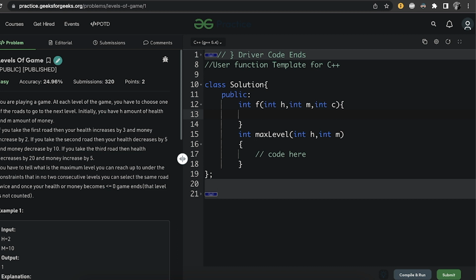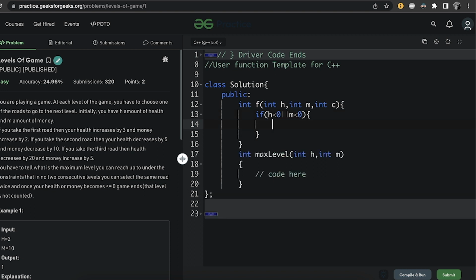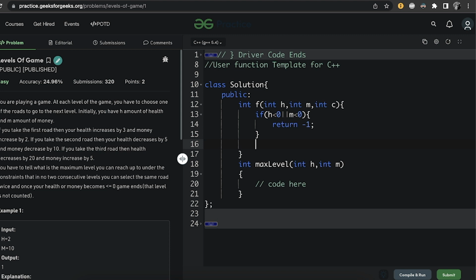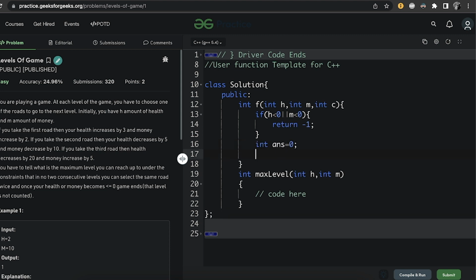Simple thing. Now we would write that if h is less than 0 or m is less than 0, we would simply return a -1 value. From here it's fine. Now we would initialize a value answer. Now we know that the smallest level that we can have is just 0.